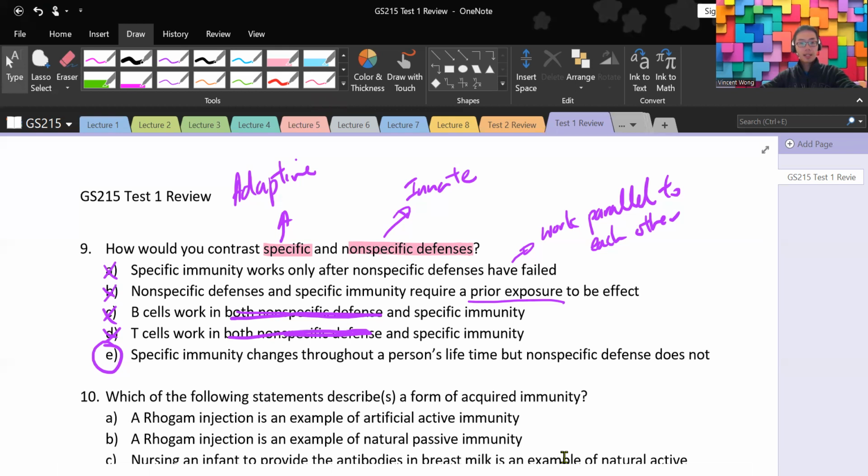Okay, let's take a break. Let's see if I can fix the monitor. 5 minutes, okay, and then we'll resume.